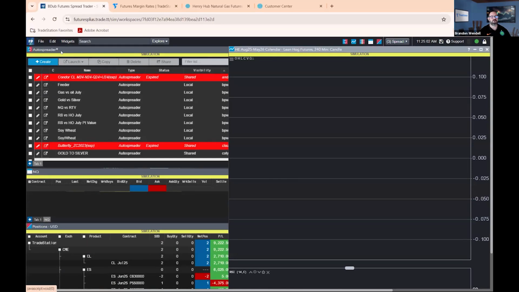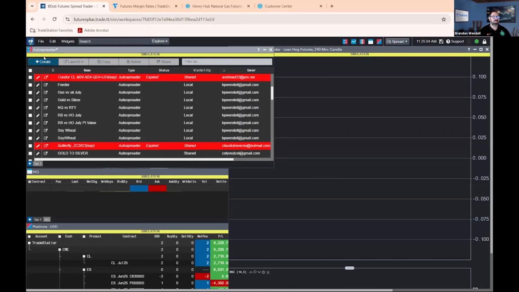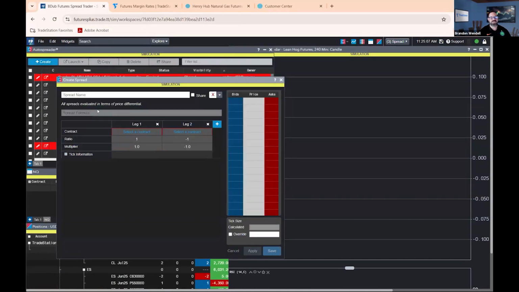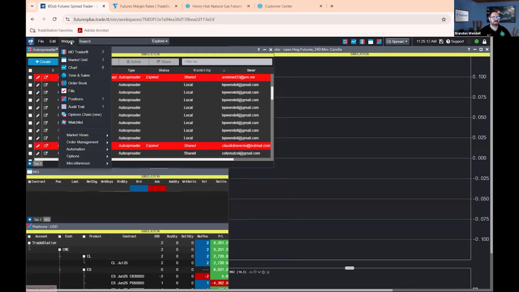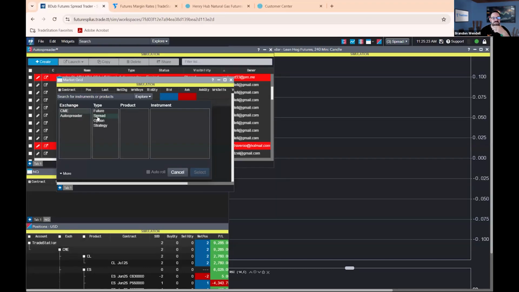This is one of the widgets that I brought up right here, the auto spreader, and we can create our own spreads. Now, I can do the intra-market as well. Another widget would be, I think it's product grid, or is it market grid? Market grid, I could do the spreads there as well.